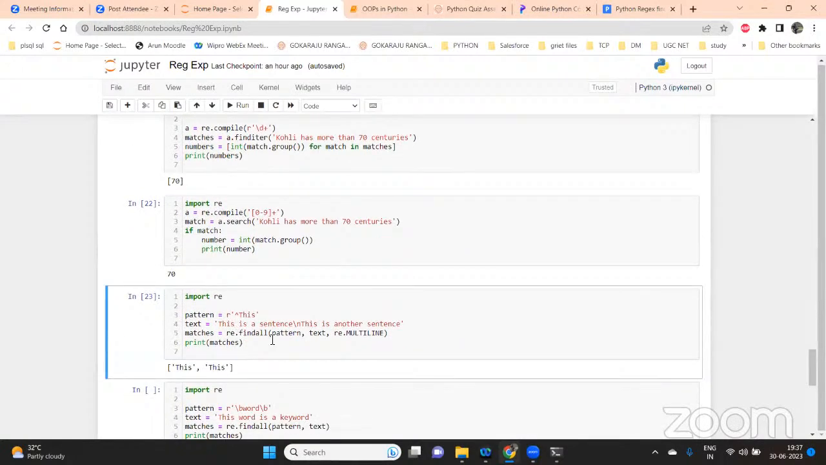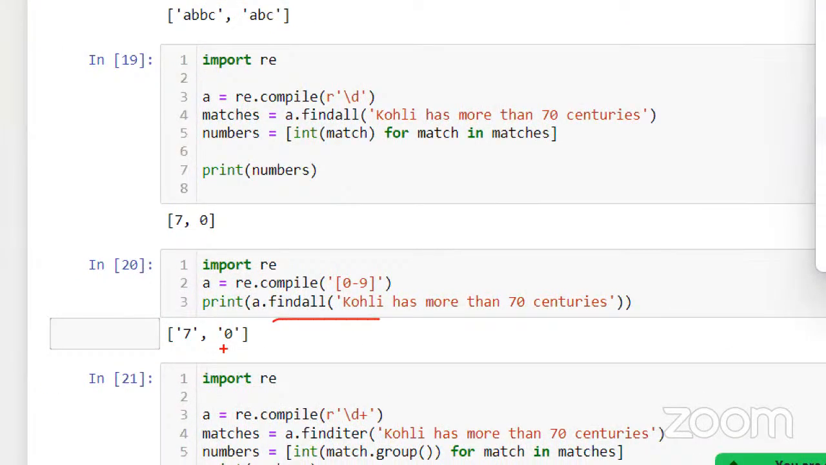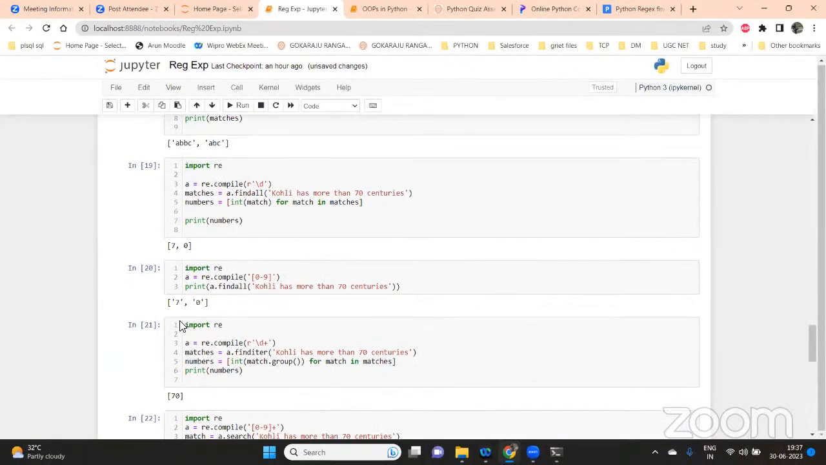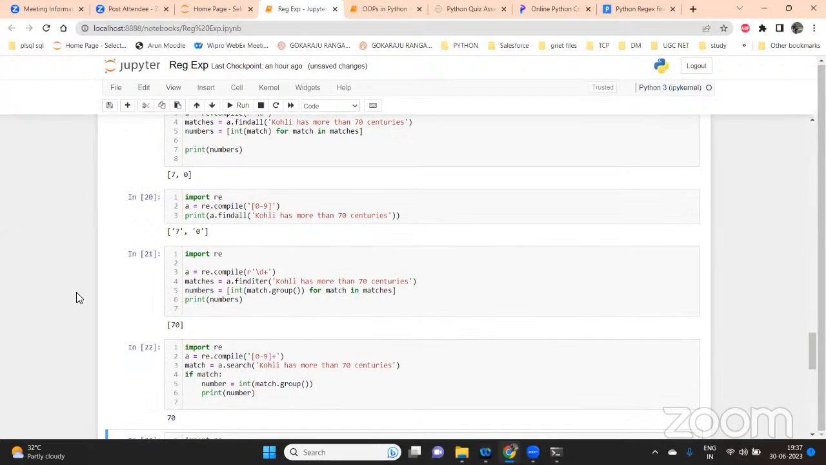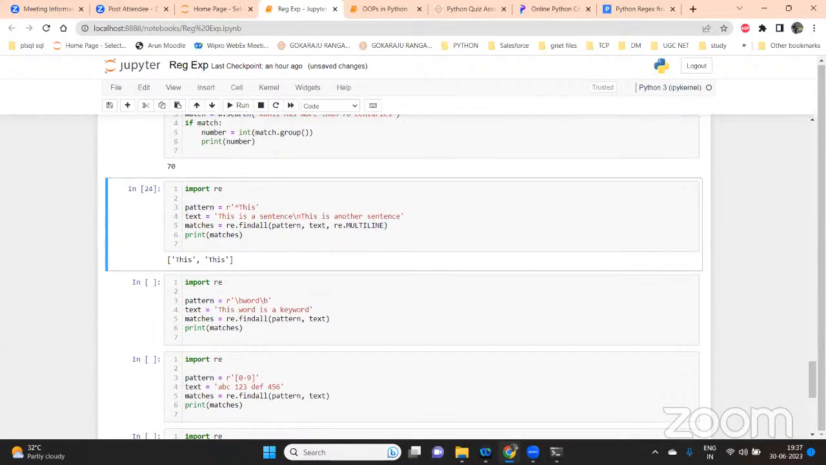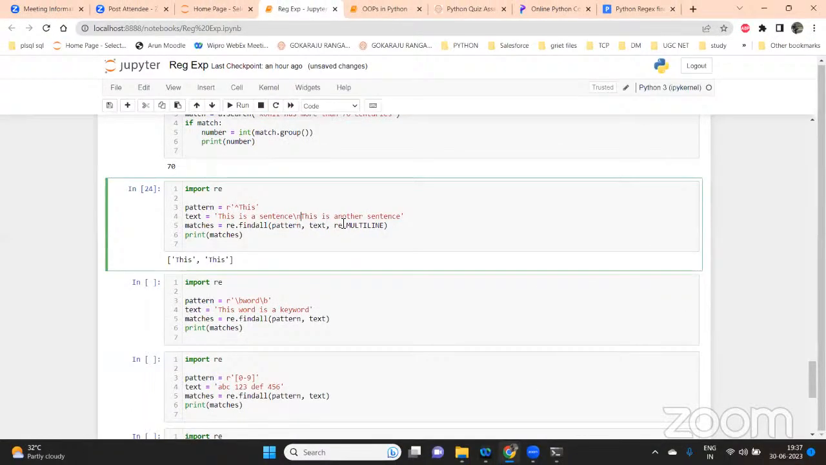Where is the space? This is there in every list, right? If you saw, the find all function returns with an inbuilt space between each value. So it is an inbuilt thing. It is not user generated.